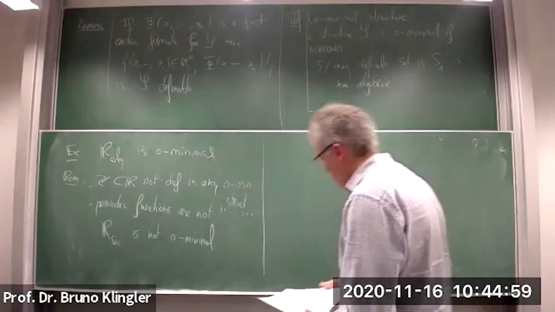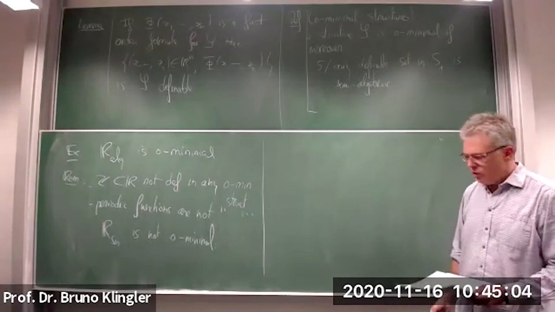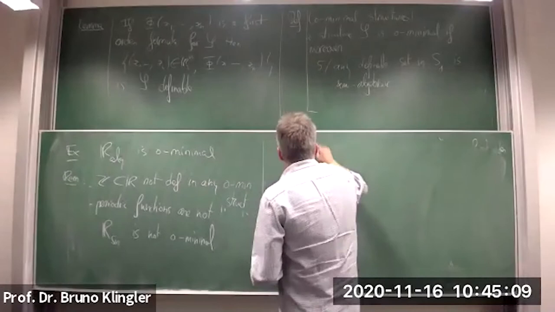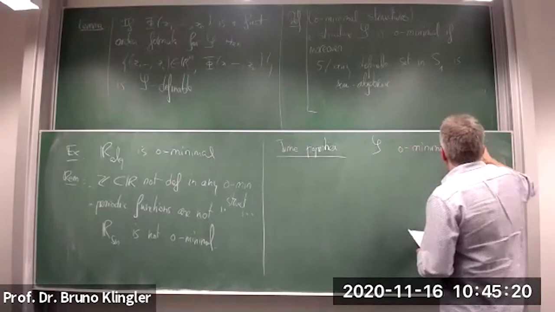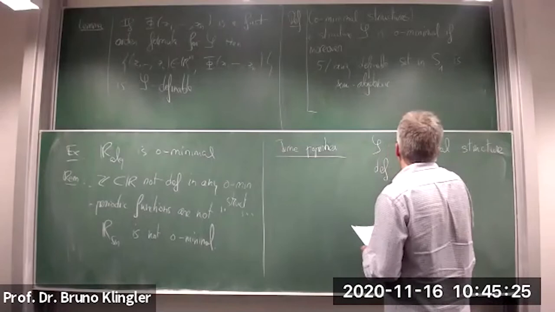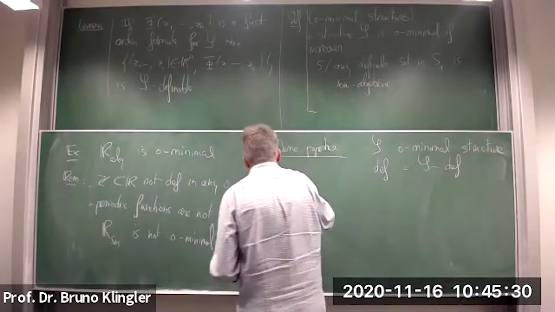Okay. So, I will give you later more interesting examples of o-minimal structures, but what I want to insist on first is what the main properties of o-minimal structures really are. So I will fix an o-minimal structure, and now definable means S-definable. Okay. So the first theorem in this business, all of this is in the book by van den Dries about tame geometry, and it's quite a nice book.